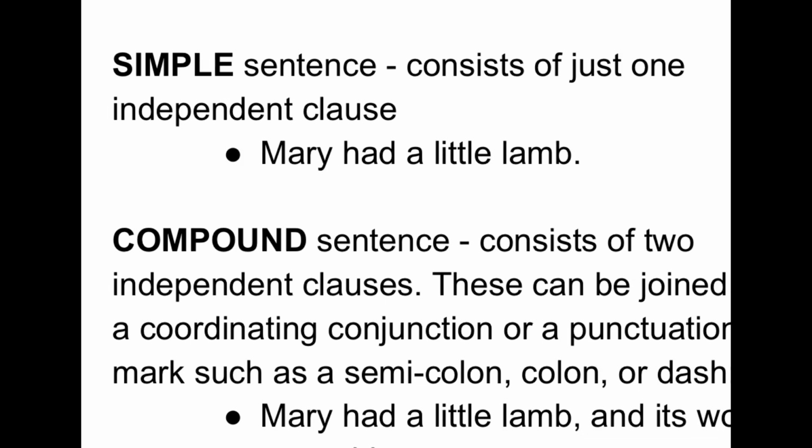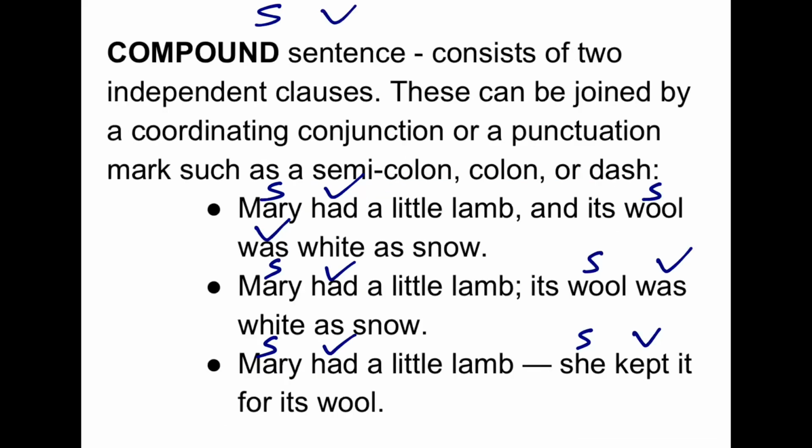For example, a simple sentence consists of just one independent clause, such as, Mary had a little lamb. We have a subject, we have a verb, and a direct object. Compound sentences consist of 2 independent clauses. These can be joined by a coordinating conjunction or a punctuation mark, such as a semicolon, colon, or dash. For example, Mary had a little lamb, and its wool was white as snow. Notice we joined these 2 independent clauses with a comma and a coordinating conjunction.